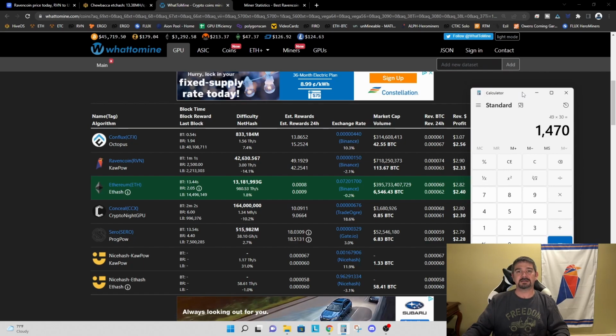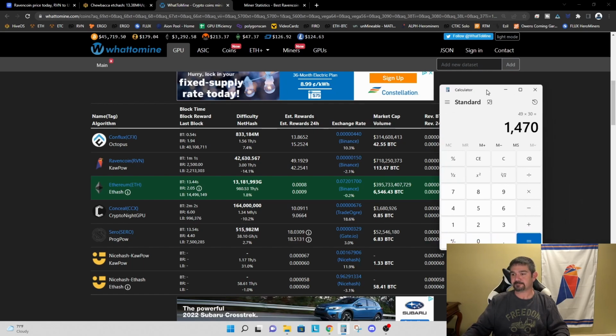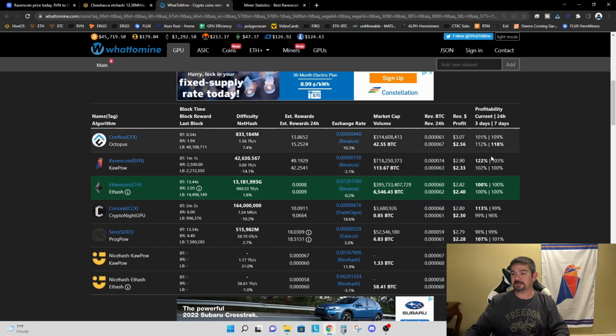Now, I can't speak to the performance of any other 3070 Ti's. Again, the only one I have is the Founders Edition. So others may or may not be better or worse. I don't know. I can only speak to the one that I currently have. So again, the yield is quite impressive at the moment. The profitability is quite impressive at the moment.